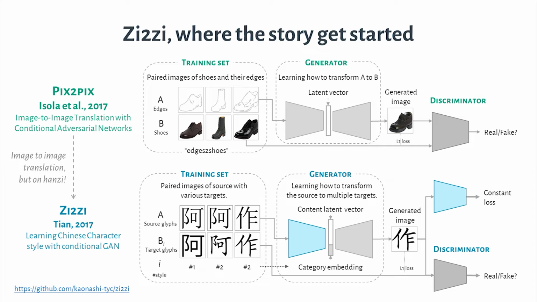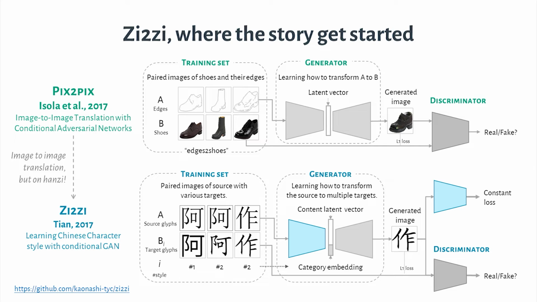As shown in the figure, in category A are edges of the shoes, in category B are photos of the shoes. And you train the model on these paired data. So when the model later sees a new doodle of a shoe, it can transfer the image from a doodle to look like a photorealistic shoe. zi2zi works similarly, but it works on Hanzi, and it works on multiple target categories. We call the A category the source, and the multiple B categories the target. The model will learn how to translate Hanzi in style A to Hanzi in the target styles. So this model can work on the charset dimension.